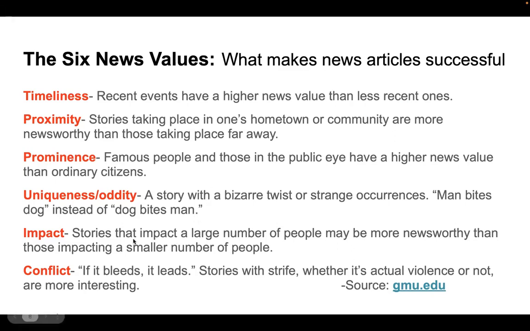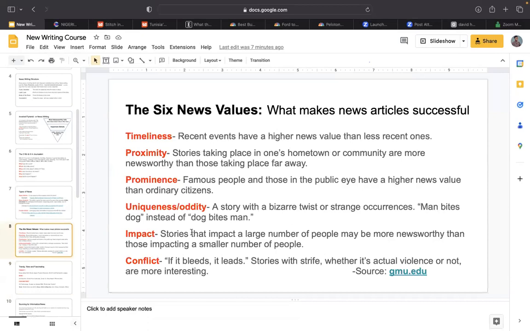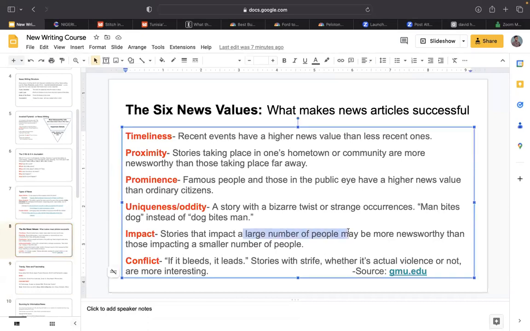A story that impacts a large number of people will be more newsworthy than one impacting a small number of people. Everyone was concerned when ASUU was on strike. However, there are institutes that have been on strike unnoticed that nobody knows about, but also concern the entire university students. That means it impacts a large number of people.